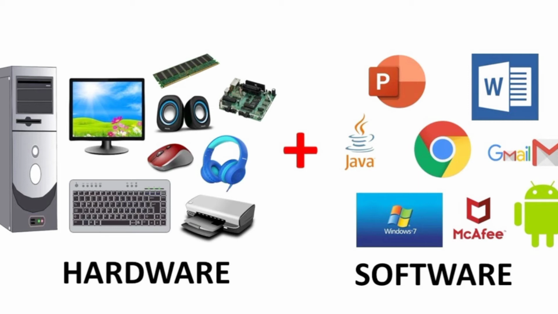Now about software. Software is the most important part of a computer, because if a computer system does not consist of any kind of software, we will not be able to perform any task. Further, you will study about software and the categorization of software.